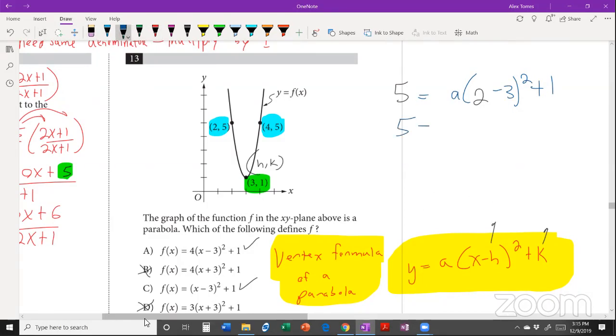So you got 5 equals a times negative 1 squared, and negative 1 squared is positive 1, plus 1. Take away 1 from both sides, 4 equals 1a. So 4 equals a, and there is actually a 4 there. So the answer to number 13 is A. Now we're going over to number 14.